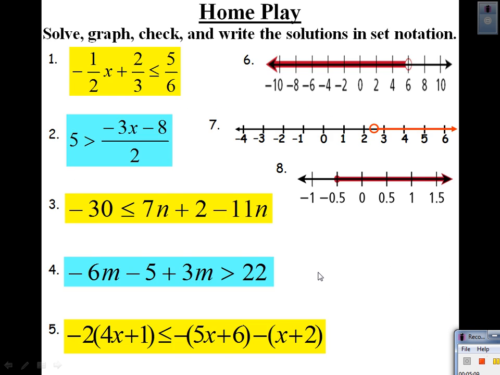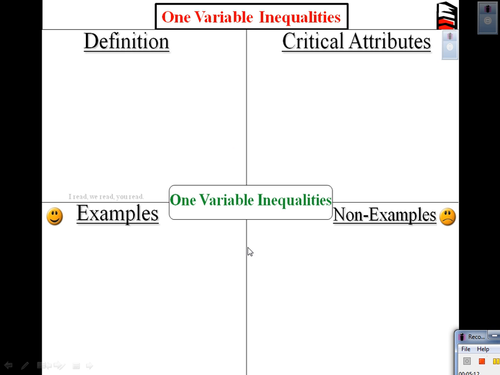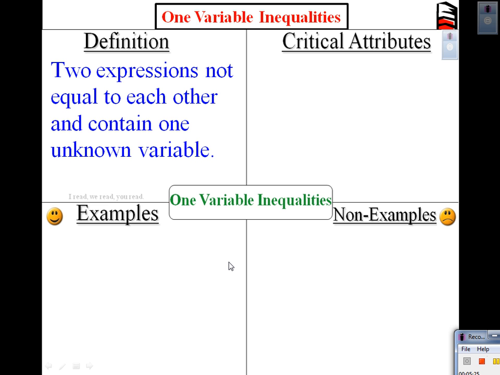Write it in there, please. So I heard, let's see. Did I hear two expressions what? Not equal to each other and containing one unknown variable. That is correct. Write that in there, please. You guys are pretty good. Remind me of me in kindergarten.